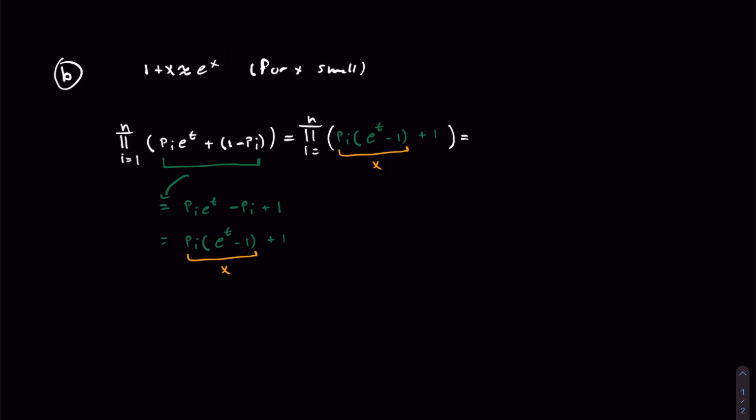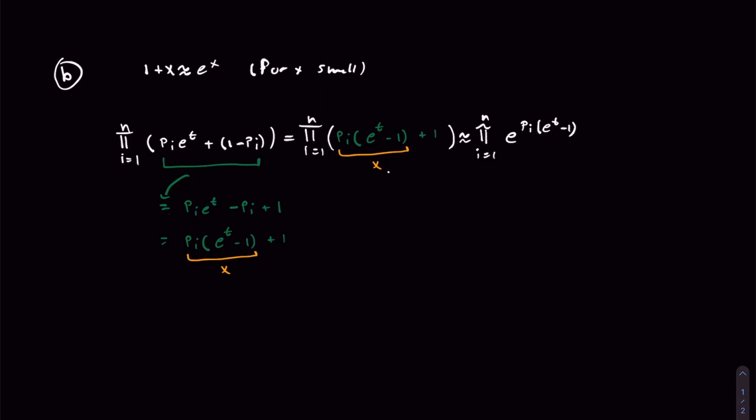And right now this is not an inequality anymore, because we're going to utilize this approximation here. So it should not be an inequality. So the product from 1 to n, and here we basically now have e to the x, and x now is p_i (e^t minus 1). That is our approximation.